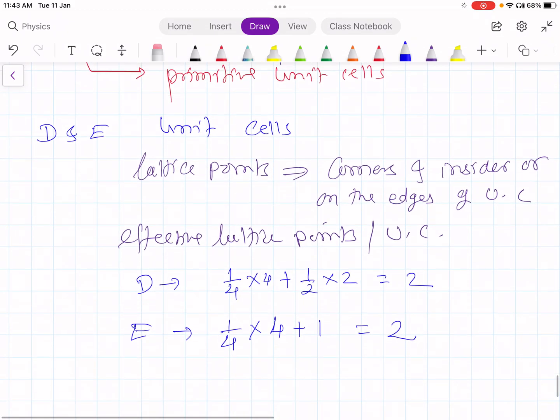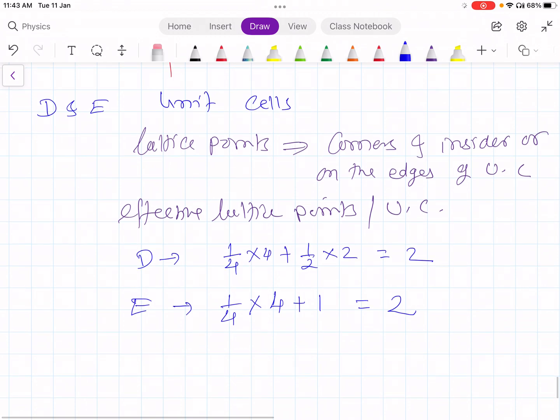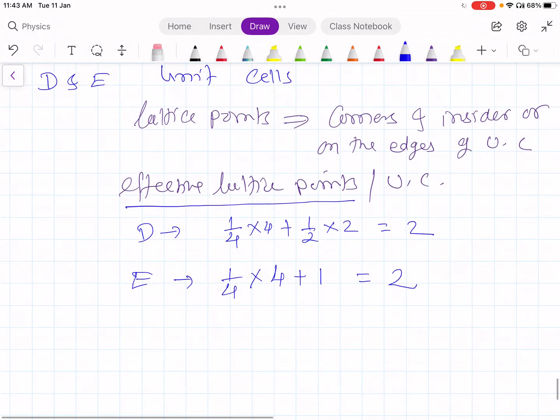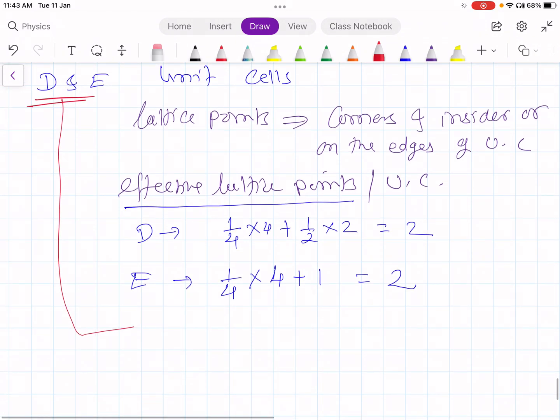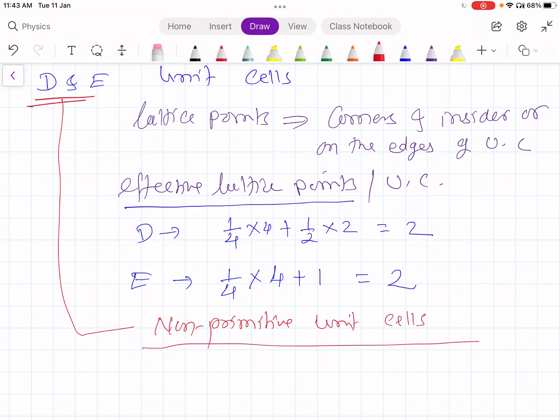So if there are unit cells in which lattice points are located at the corners as well as inside or on the edges, and effective lattice points per unit cell are more than one, then that type of unit cell is called a non-primitive unit cell. So broadly, there are two types of unit cells, primitive unit cells and non-primitive unit cells.